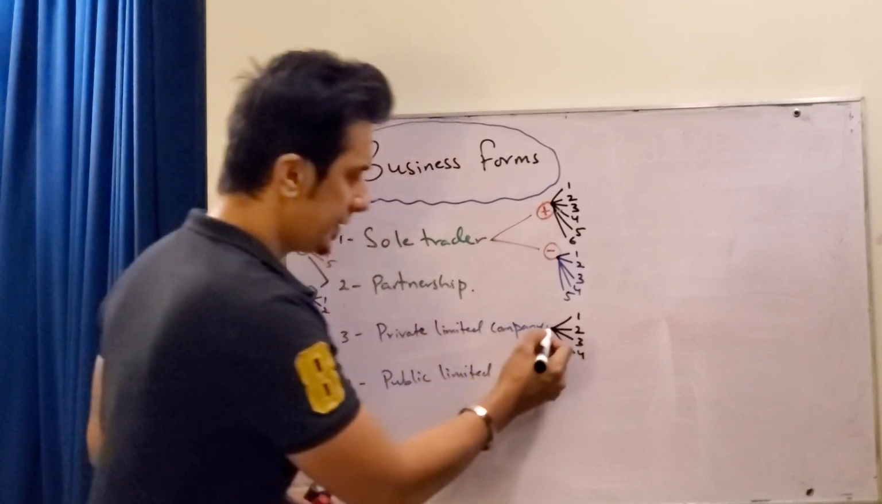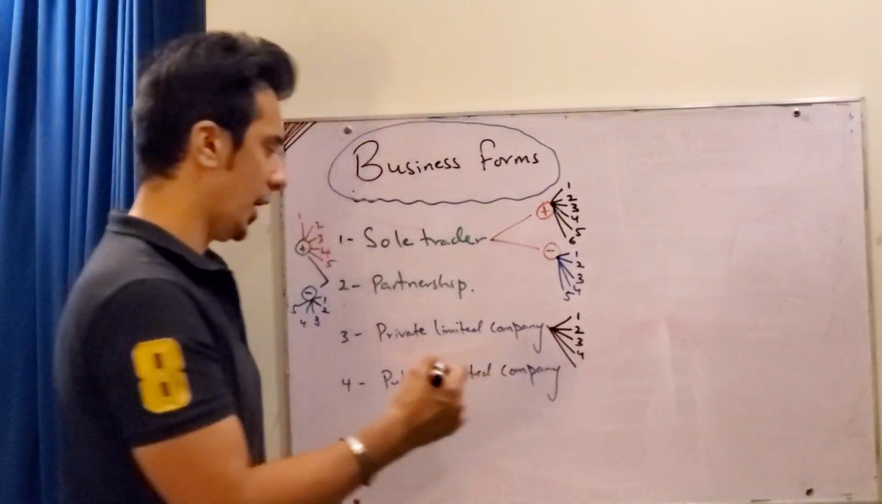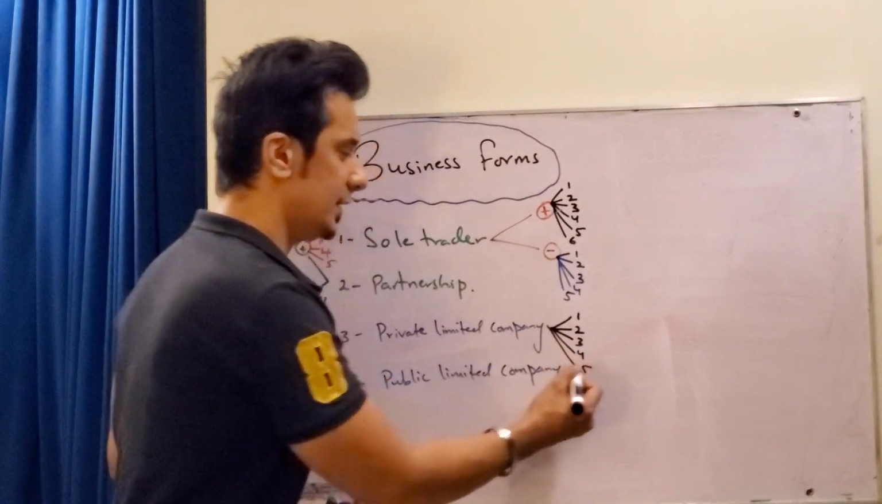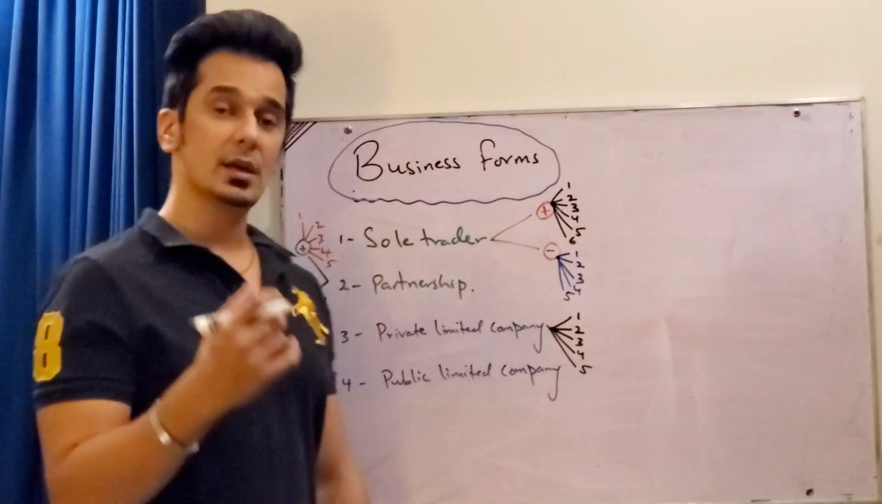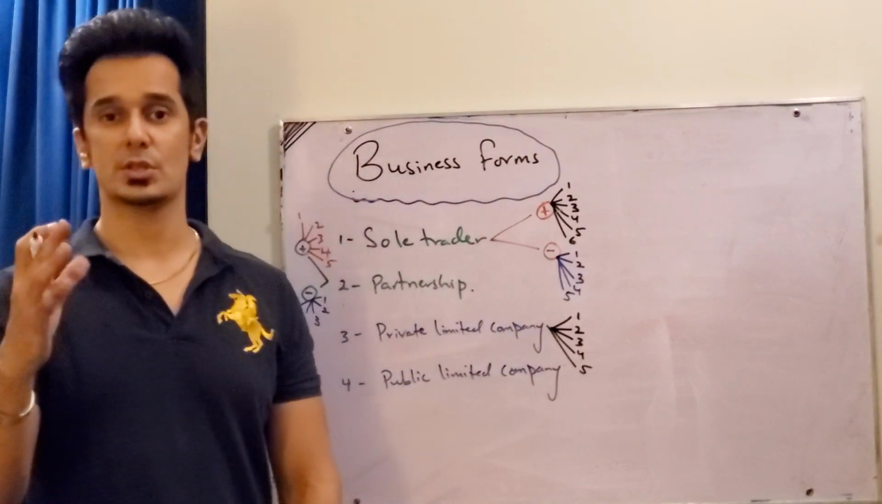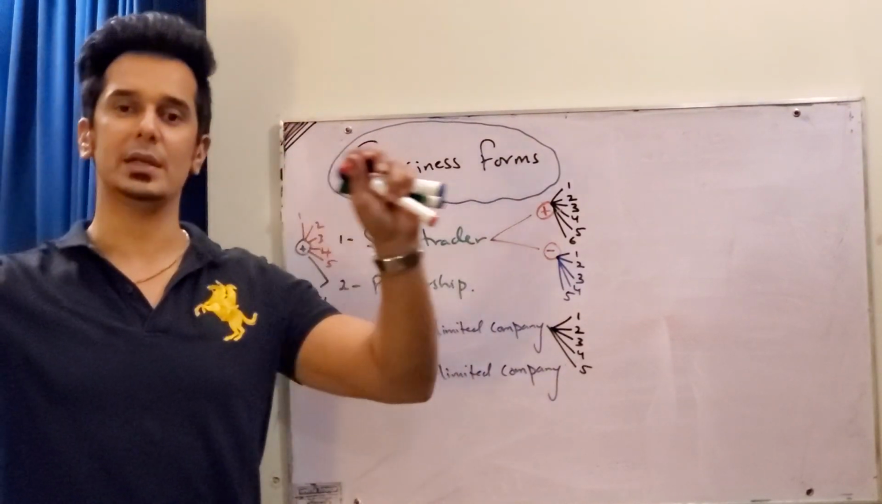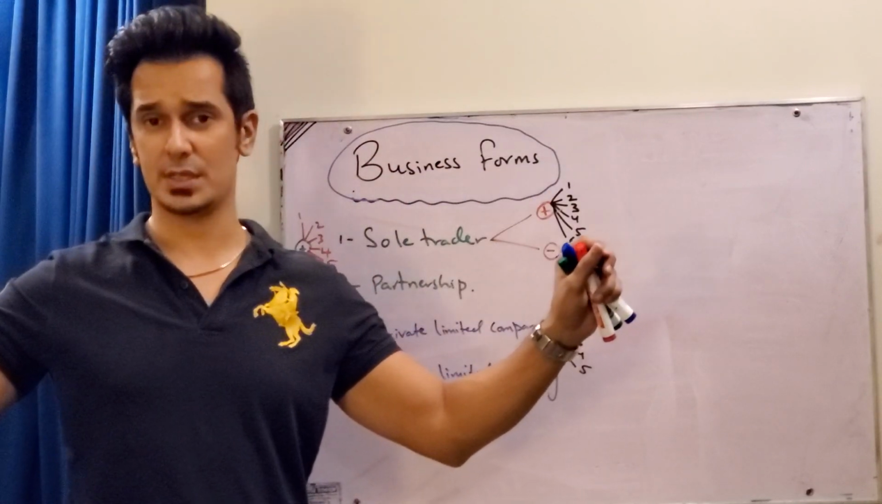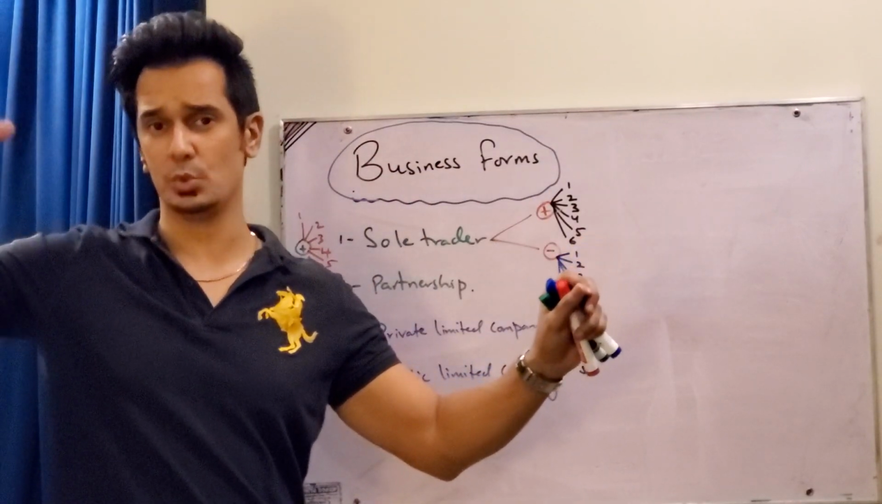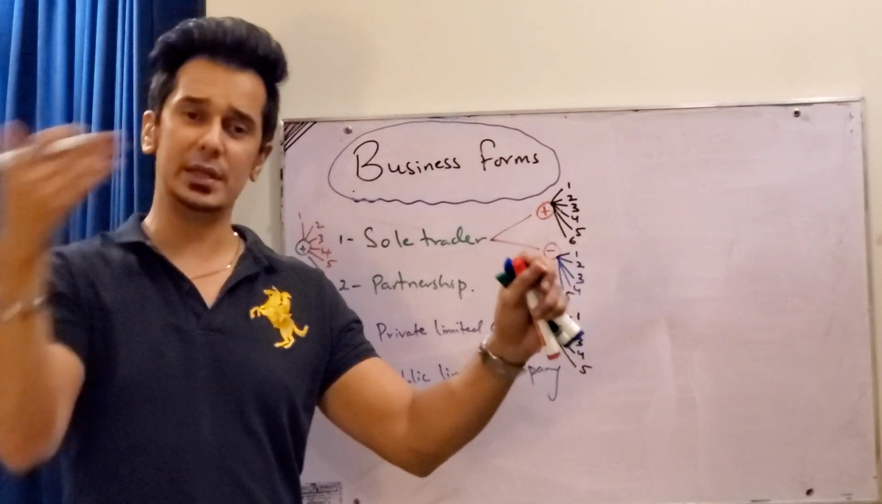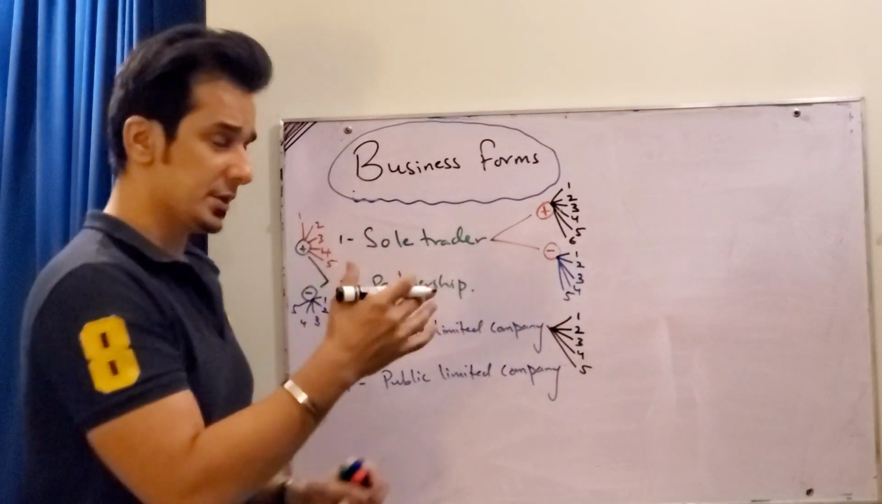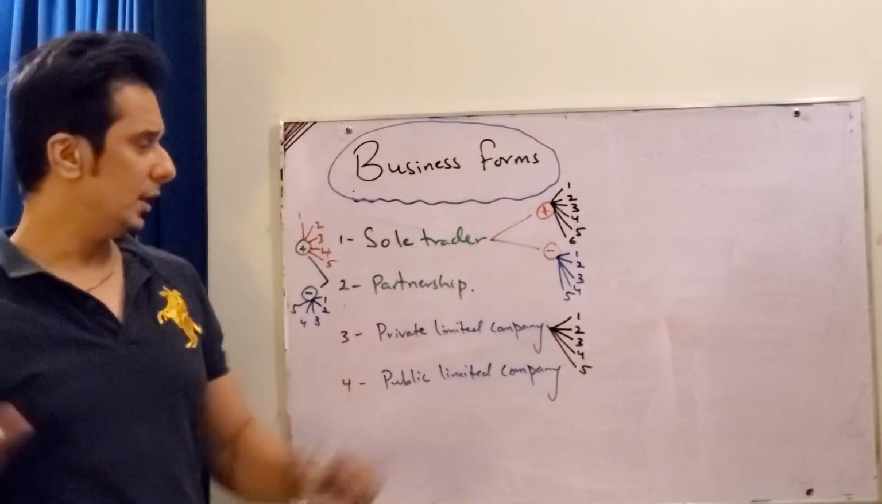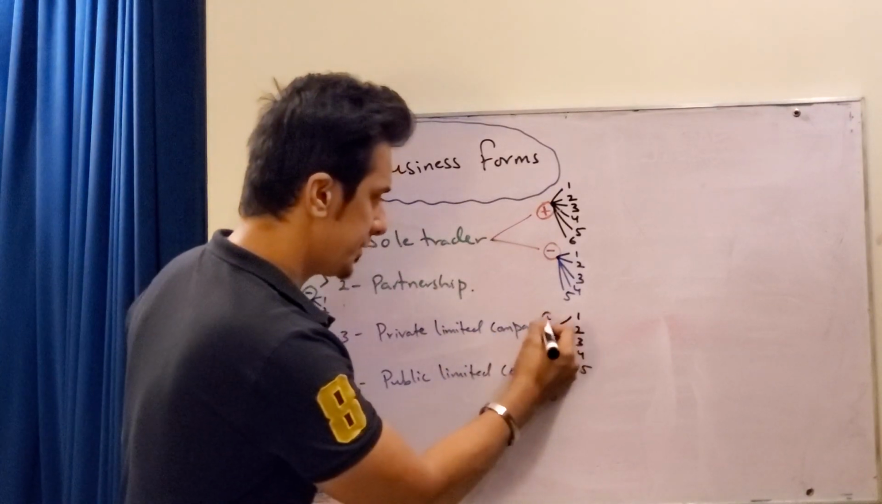Another advantage of a private limited company is that it is an incorporated business. Owner and business are separate legal entities. They're not considered the same. So if the business is sued, the owners are not legally held responsible because the company and the owners are separate identities. So this was the advantage.